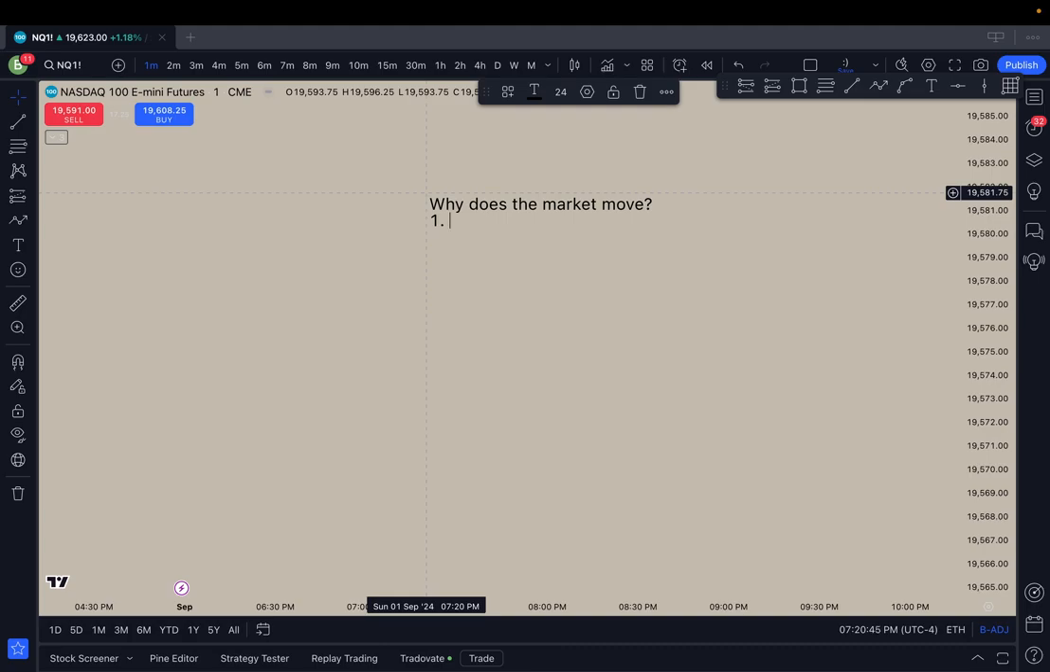Why does the market move? Number one, to rebalance inefficiencies, right? What are inefficiencies? Unfilled fair value gaps, right? Or data highs and data lows, right? Those are unfilled orders in the market, right? Number two, to rebalance equilibrium. Why do we want to rebalance equilibrium? People want to get in at certain price points depending on what order flow we are trading in, right?